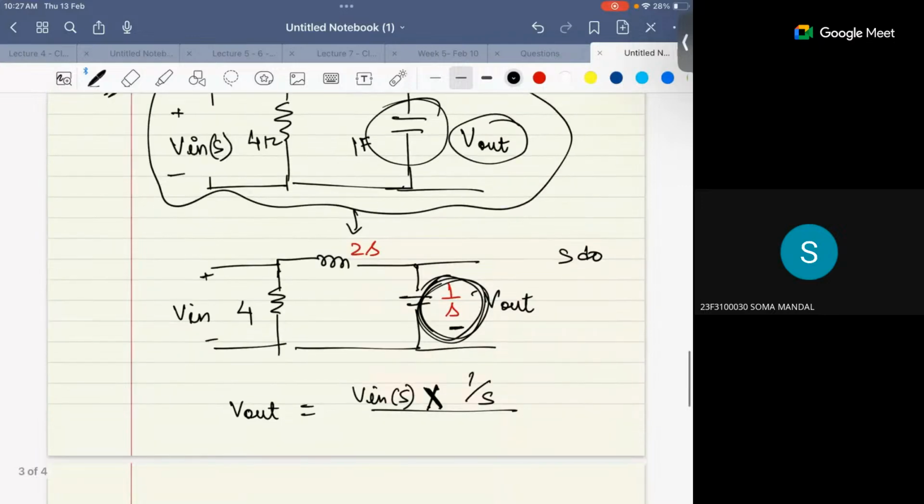Now I want to write the V out in terms of V in. Okay, how can I write it? So V out is simply what? The voltage source we are applying is some V in here, correct? So this V in is getting divided between 1 upon S and 2S, right? Yes, sir. So you can use the voltage divider rule here. So it will be what? 2S times plus 1 upon S.